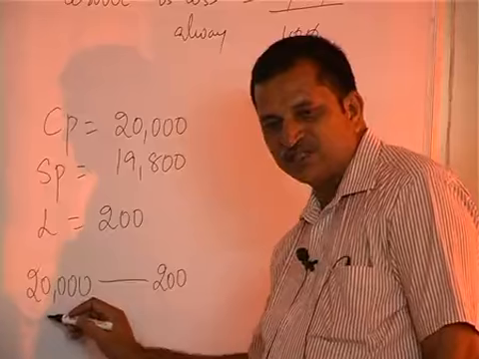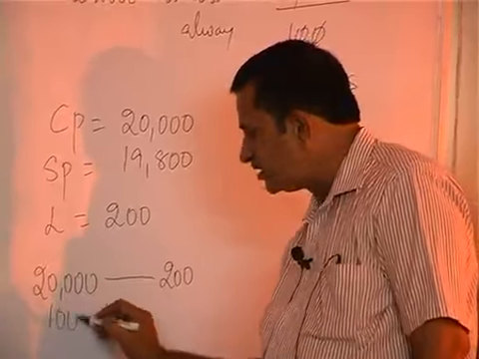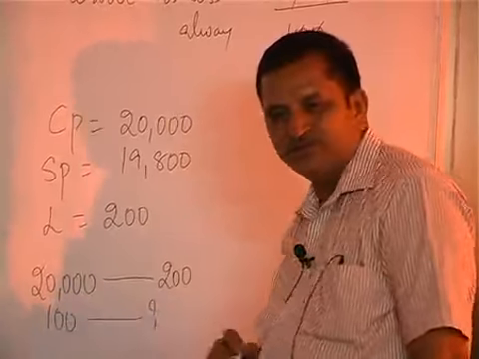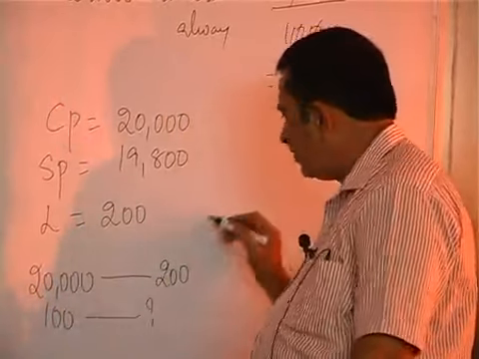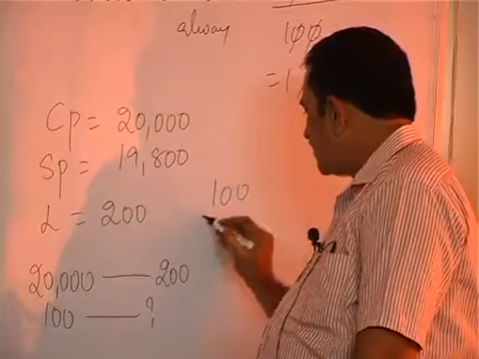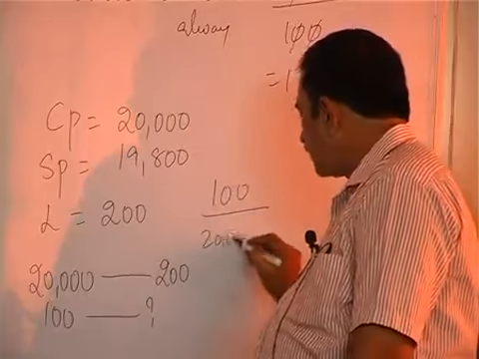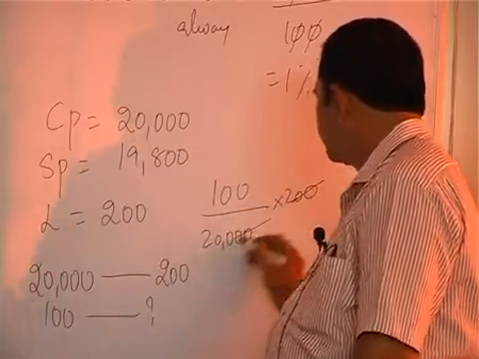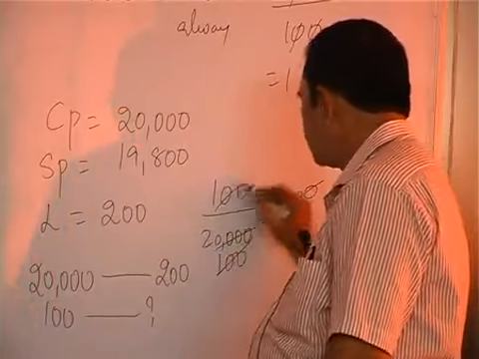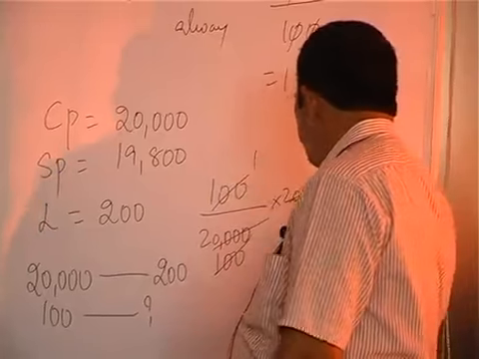I want percent, is it not? For 100, what would be the value? Compared with 20,000, the value for 100 will be less. So less by 20,000 into 200. So how much? 1% loss.